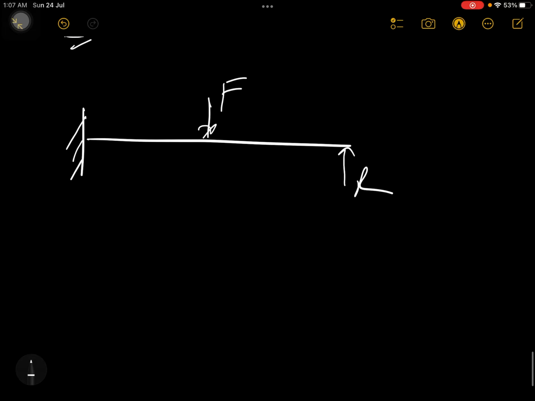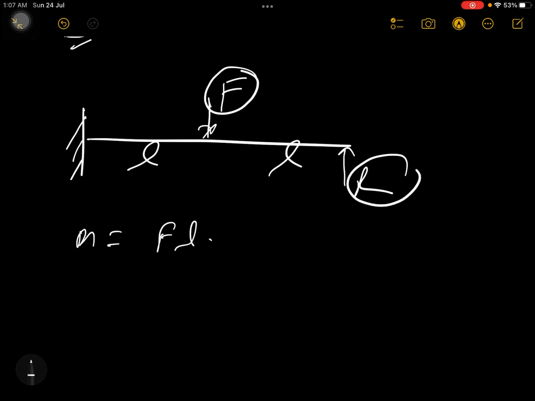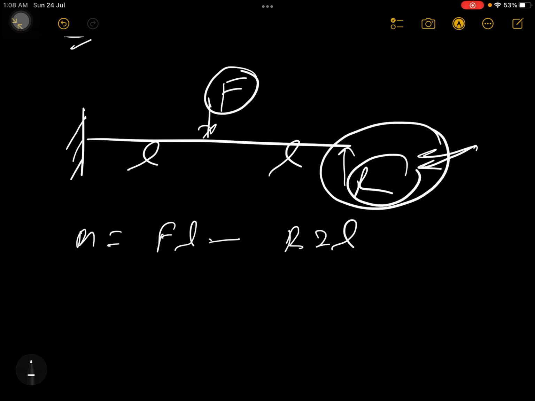So what will I do? Because of this force I will write the bending moment. This length is L and this length is L, as given in the question. So F into L I will do, and because of this R, minus R into 2L. But the point is we don't know this R. So for that I'll be using the concept of how to calculate reaction forces.